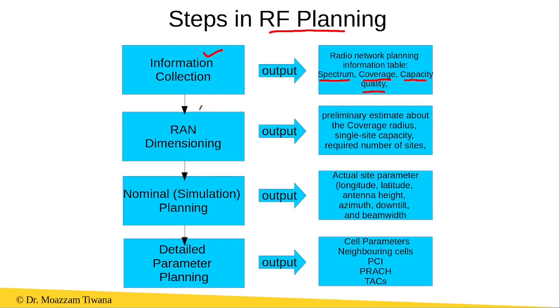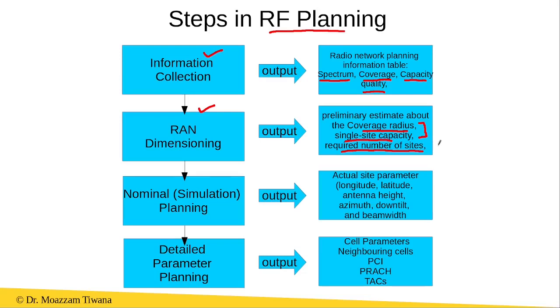And after that we go to the RAN, radio access network, dimensioning step, and after this step we get the initial estimate about the coverage radius of a cell and what would be the capacity of a cell or what would be the capacity of a single site. And based upon these two parameters, we get the number of sites that would be required in order to provide service to a given area.